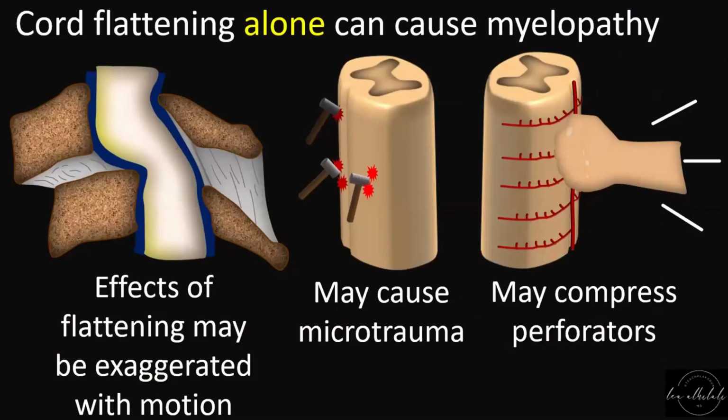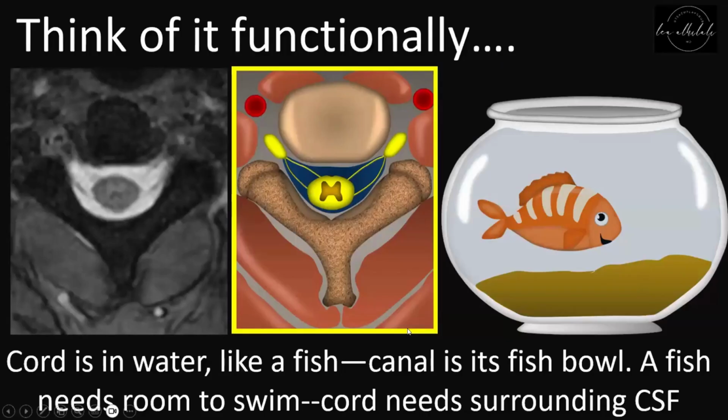If you're always against the cord, kind of hitting it every time, that can cause myelopathy. And some say it's from microischemia because the compression of the ventral cord compresses ventral perforators. But the truth is no one really knows. But we do know that it can cause myelopathy even in the absence of canal stenosis. So you really need to think of it functionally.